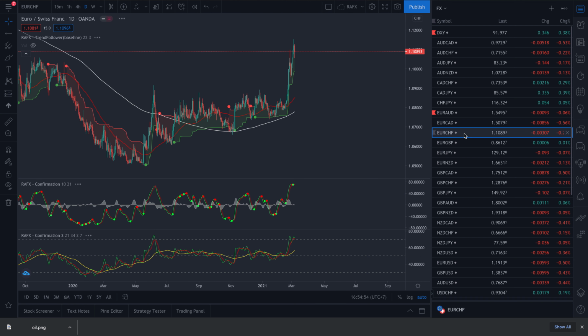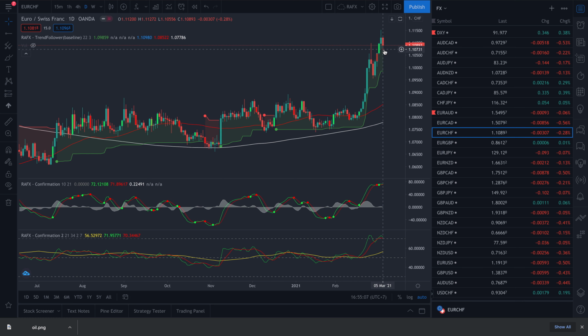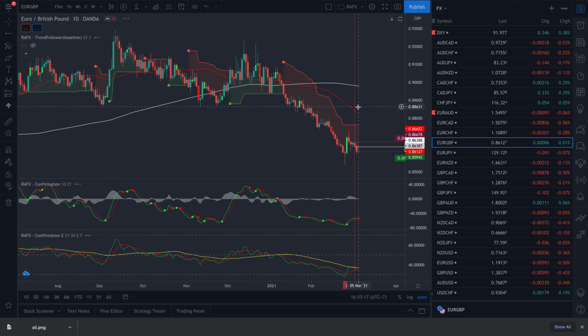Next is Euro CHF. Based on the daily time frame, it is still an uptrend, but I don't like to proceed with my analysis because the price went up too far from the market structure. So what I usually do is I move on to the next pair.